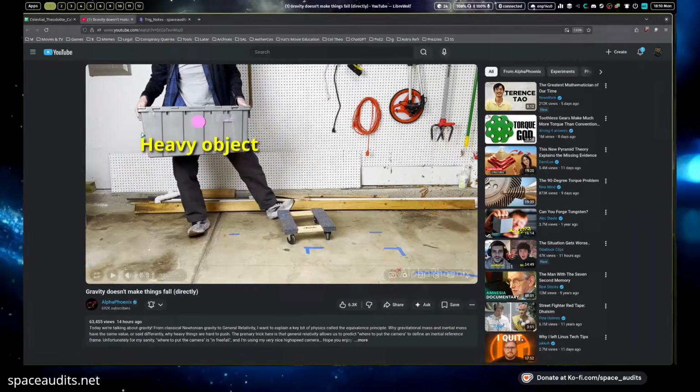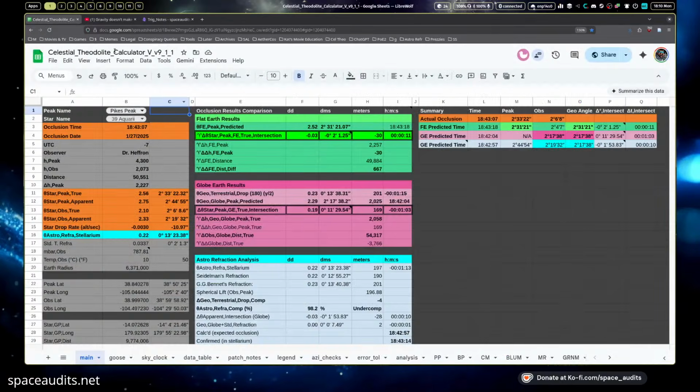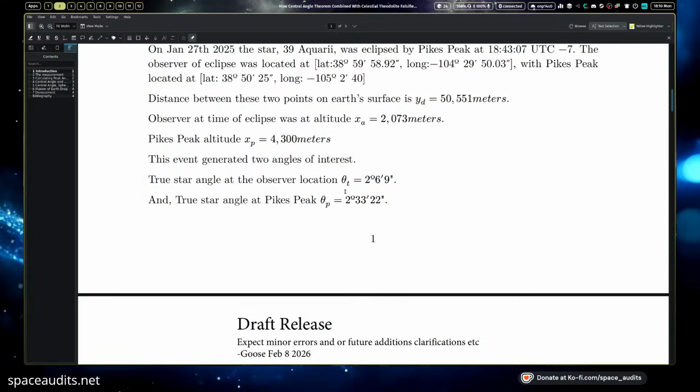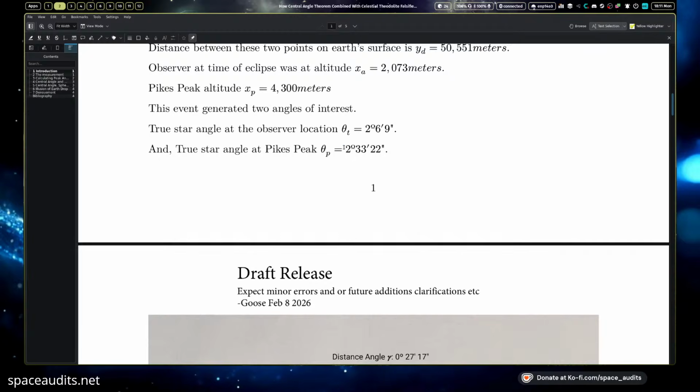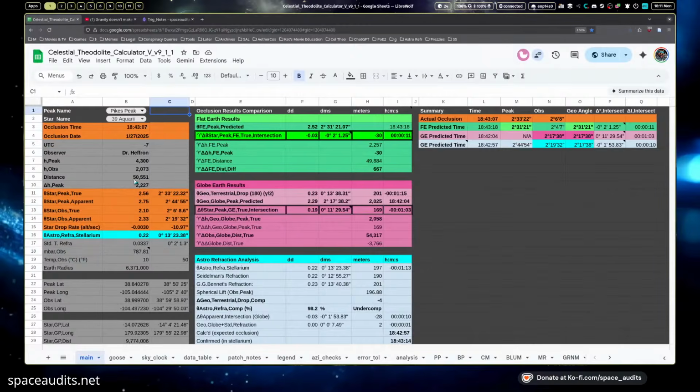minutes. So we're going to be starting off our example here with Pikes Peak for the familiar reference. Now, the true angle to the star at the peak location is noted by theta lowercase p. Note these lowercase letters, because they're going to change as we continue. So that angle is 2 degrees 33 arc minutes. On the spreadsheet here, the star at the peak location is 2:33, and the star at the observer location is 2:06.